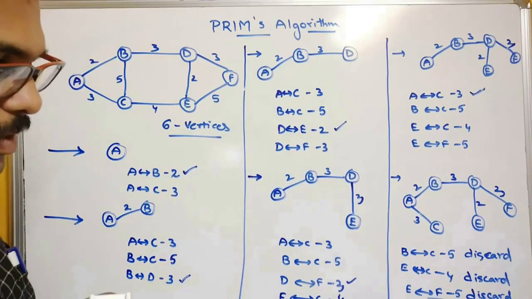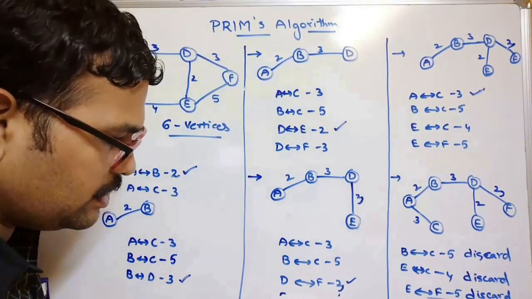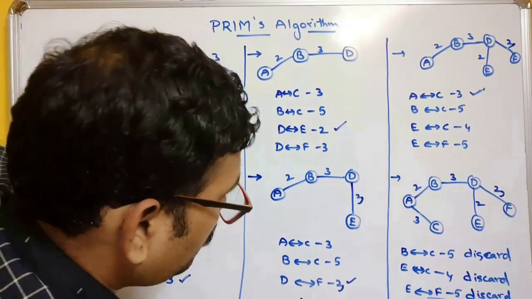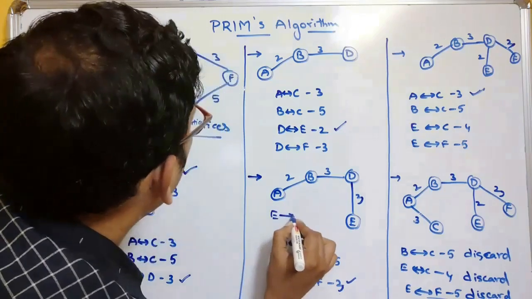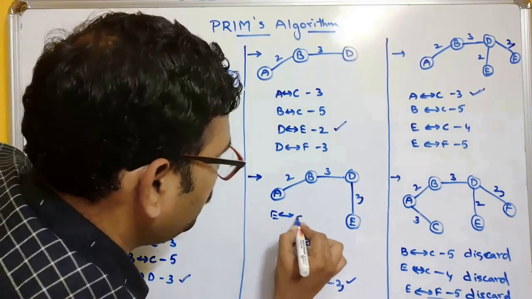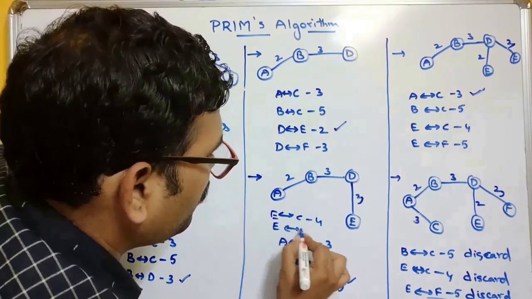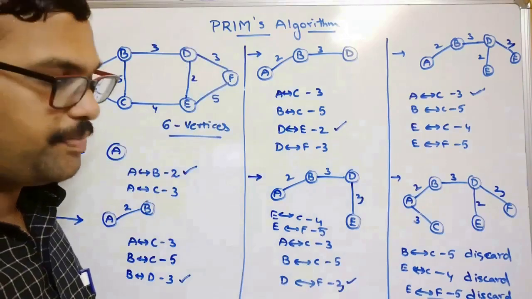Okay, so hope you got this one. I think these things are not clear, so I'll write the edges here: E to C with a 4 and E to F with a 5, right? So I think now it's clear.